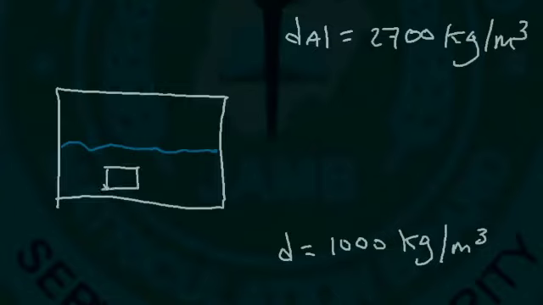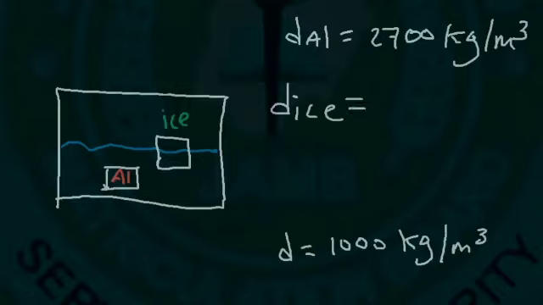But let's say you place an ice cube in water, ice floats on top of water. The reason why ice floats is because the density of ice is less than water. The density of ice is about 917 kilograms per cubic meter. So about 91.7% of the volume of ice will be below the surface of water. So as you can see, heavy objects sink and light objects, they tend to float.